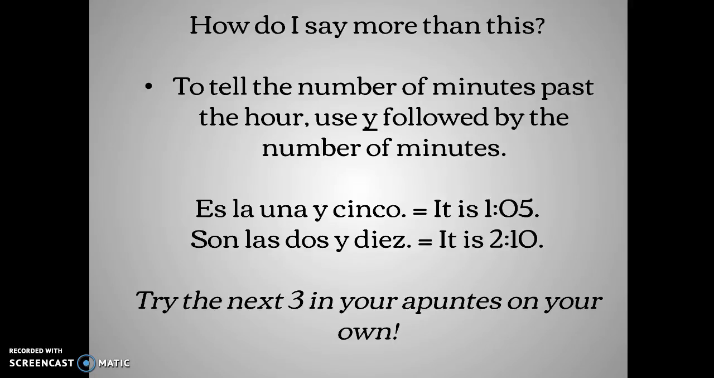Our next example is son las dos y diez. Technically, this would translate to they are 2 hours and 10 minutes, but the way we say it in English is it is 2:10. Pause the video for a moment and try the next three at the bottom of page 1 on your own.